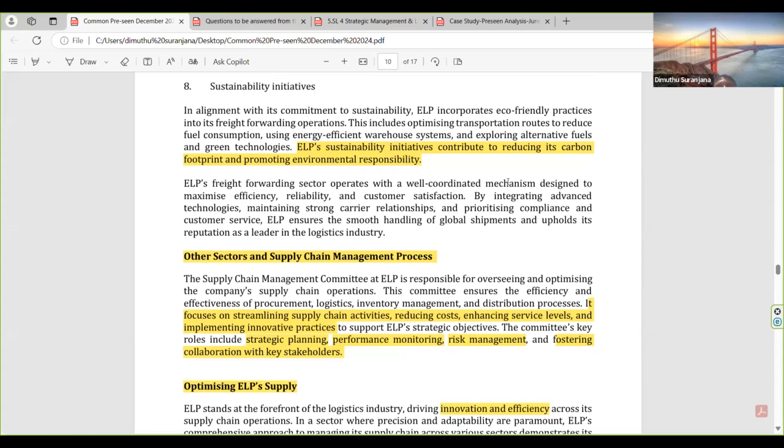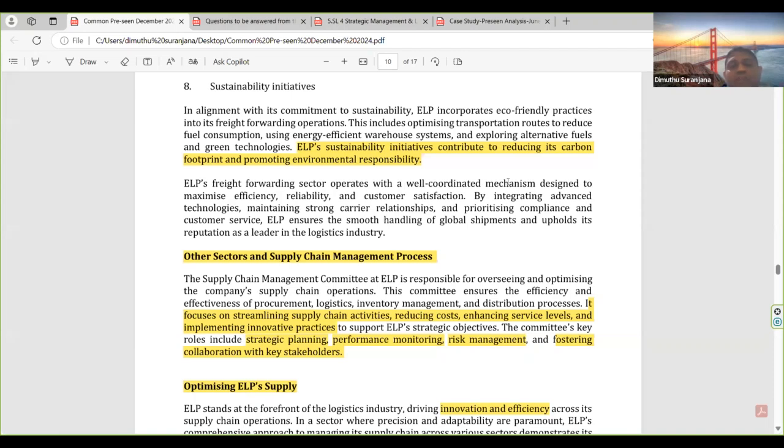In alignment with this commitment to sustainability, ELP incorporates eco-friendly practices into its freight forwarding operations. This includes optimizing transportation routes to reduce fuel consumption, using energy-efficient warehouse systems, and exploring alternative fuel and green technologies. ELP's sustainability initiatives contribute to reducing its carbon footprint and promoting environmental responsibility.